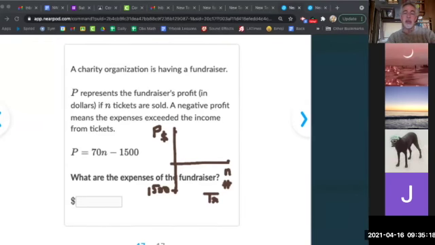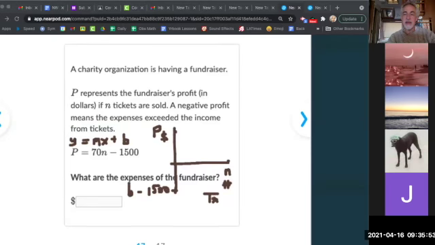So in this case, if 0 tickets are sold, I put in n equals 0, and I get 0 times 70, and I end up with negative 1,500. So they've lost 1,500. That's the starting point. This essentially is, and I'll write it down, y equals, it's the same format as our slope-intercept form, y equals mx plus b. So the y-intercept is, this is b, right? That's the y-intercept. It's equal to negative 1,500, and that's exactly what it is on the graph.